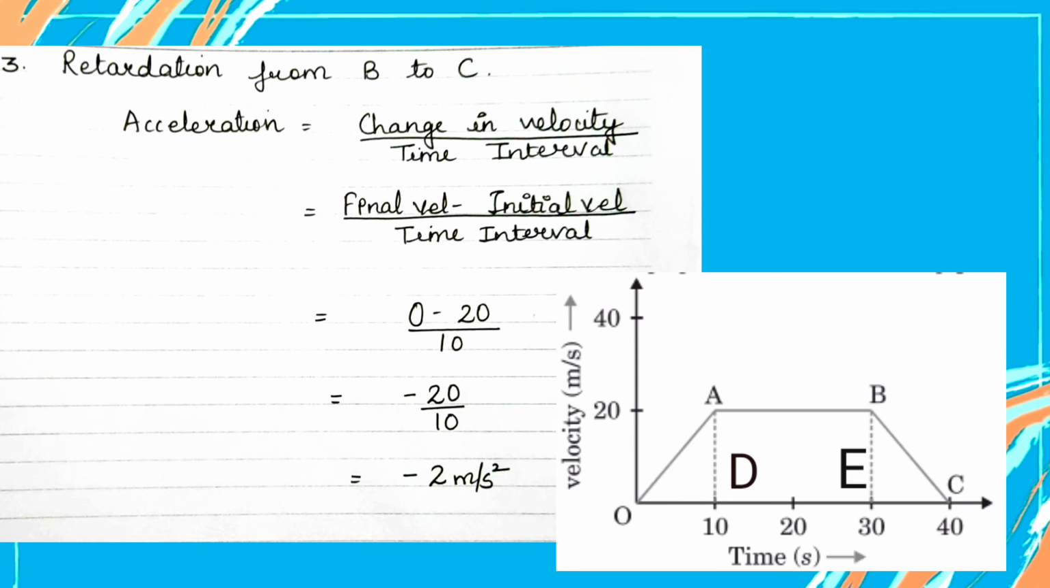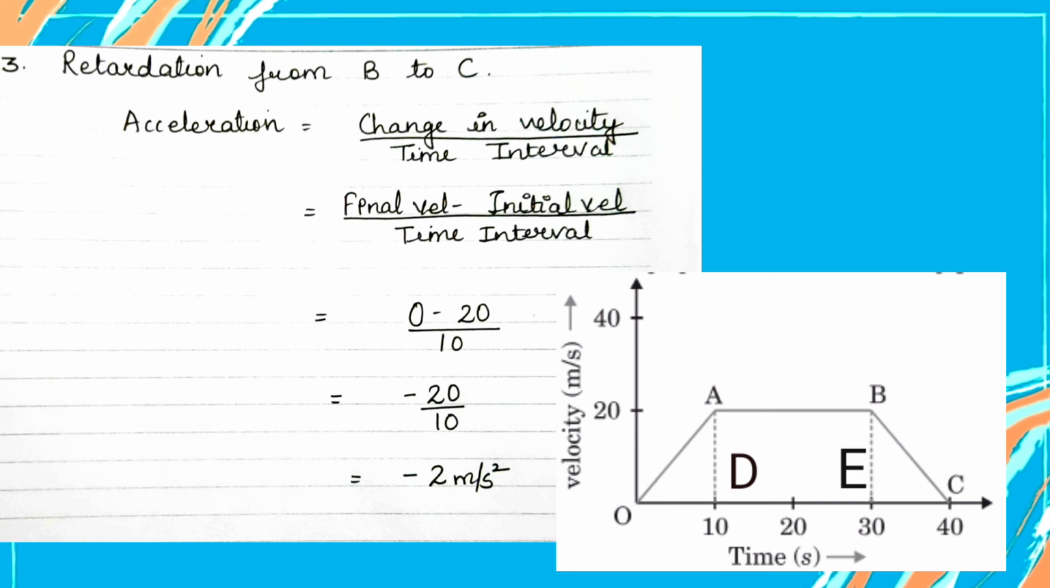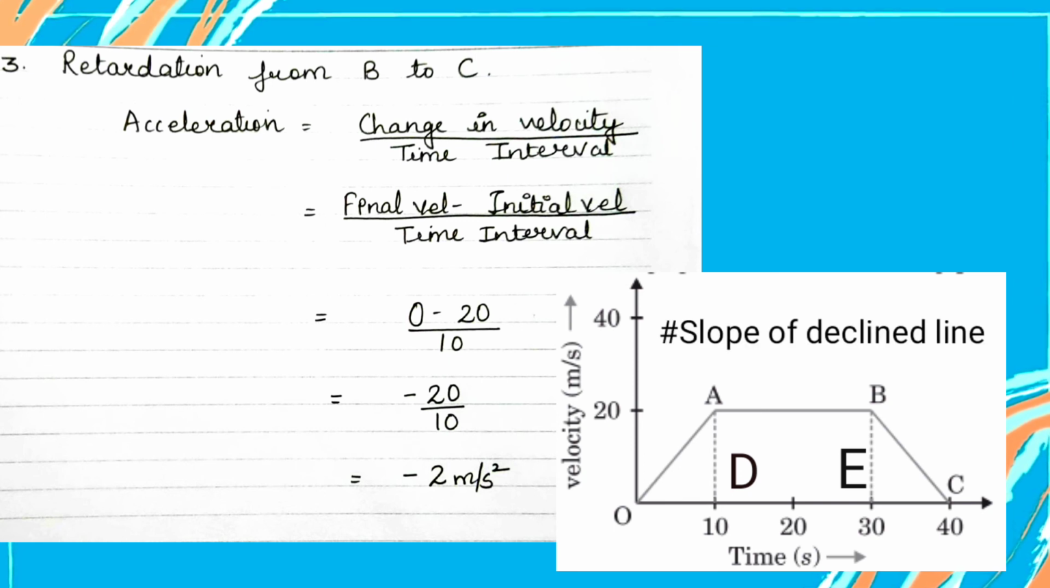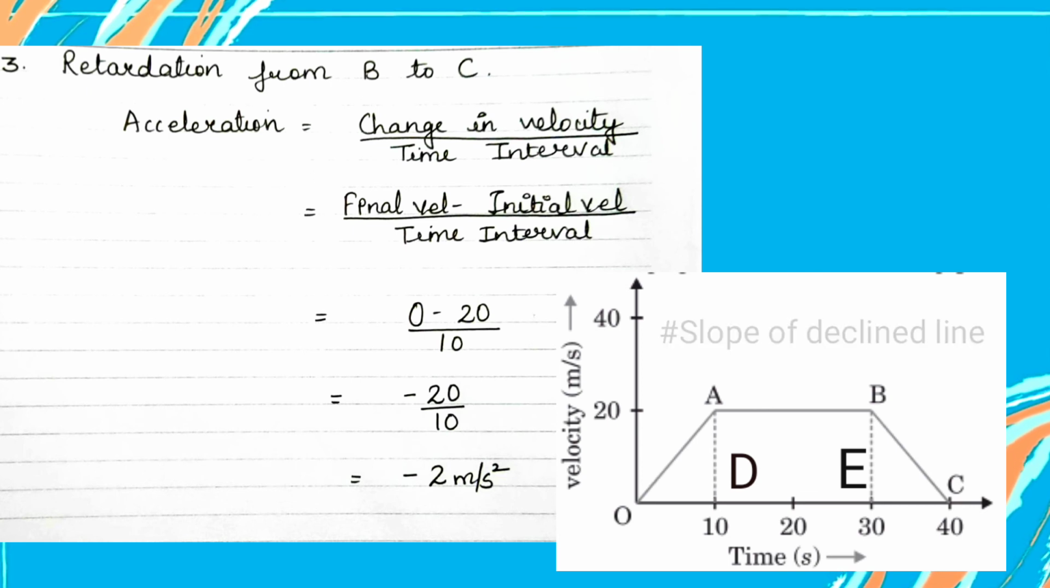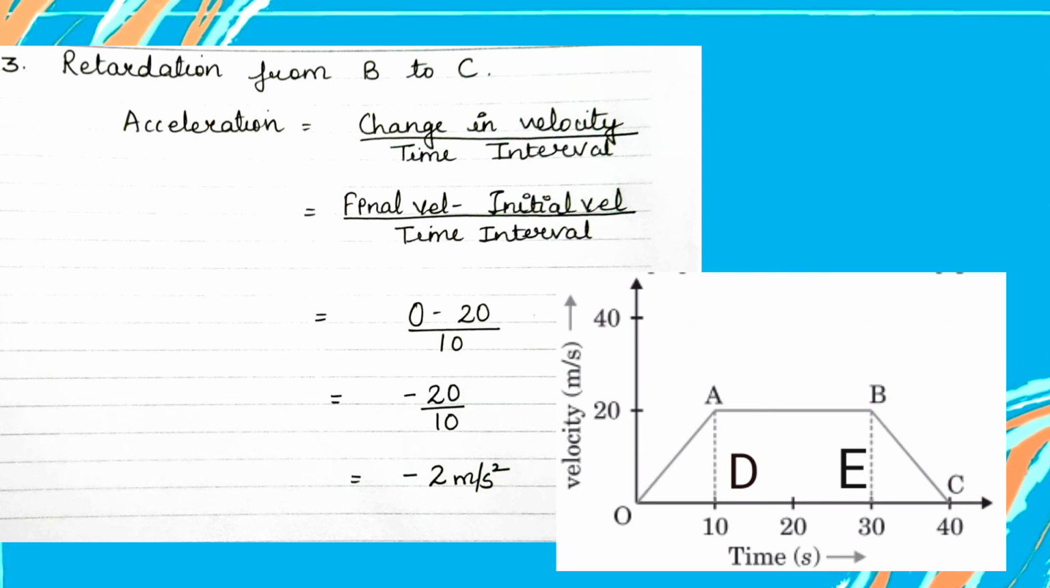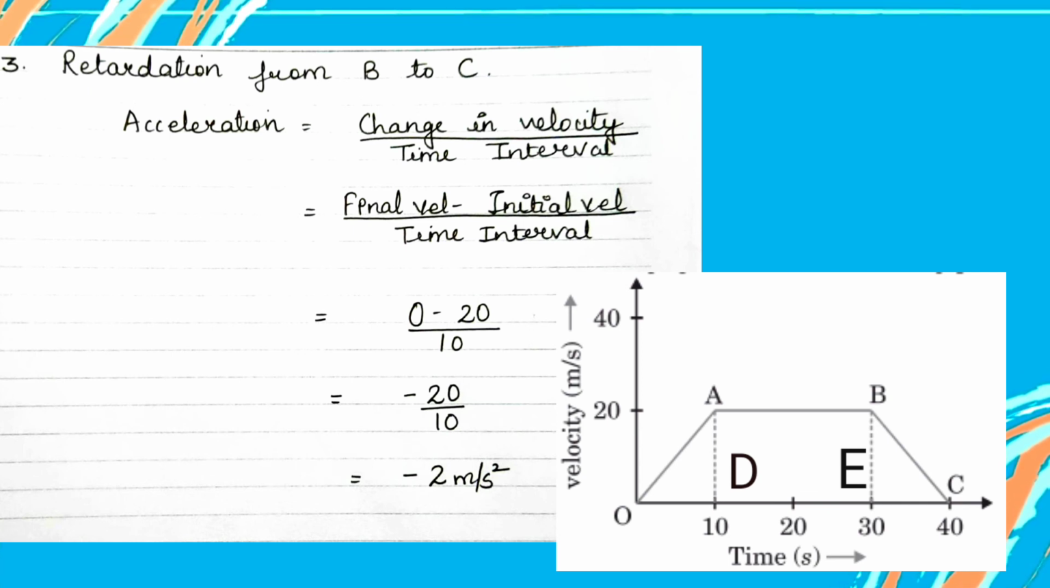Now in this graph, we observe that BC is showing a declination. The line is being declined. This declined line represents acceleration, but negative acceleration, which we call retardation. So that is what we have to find, which is retardation from B to C.